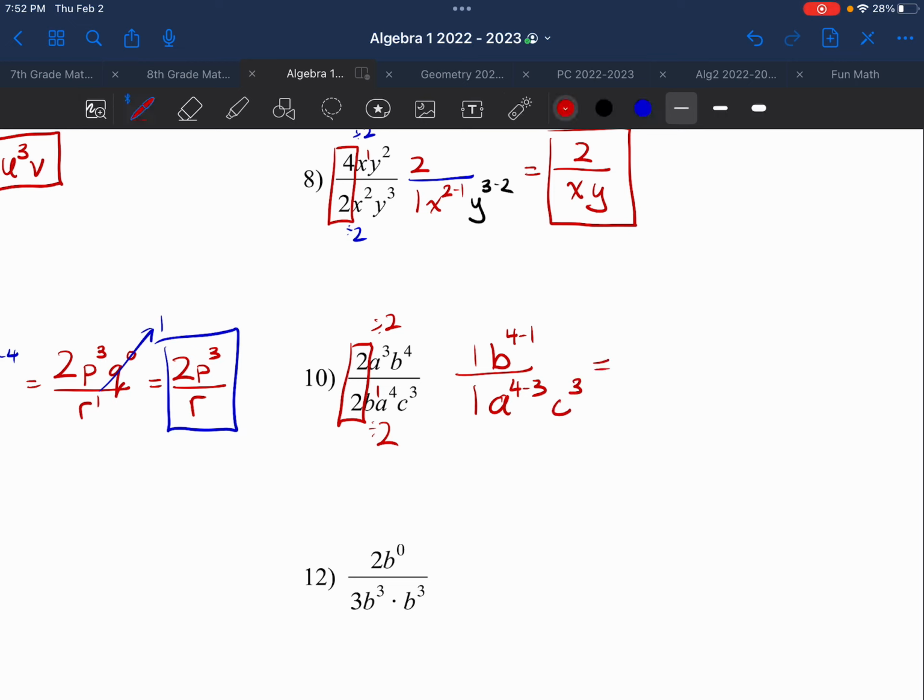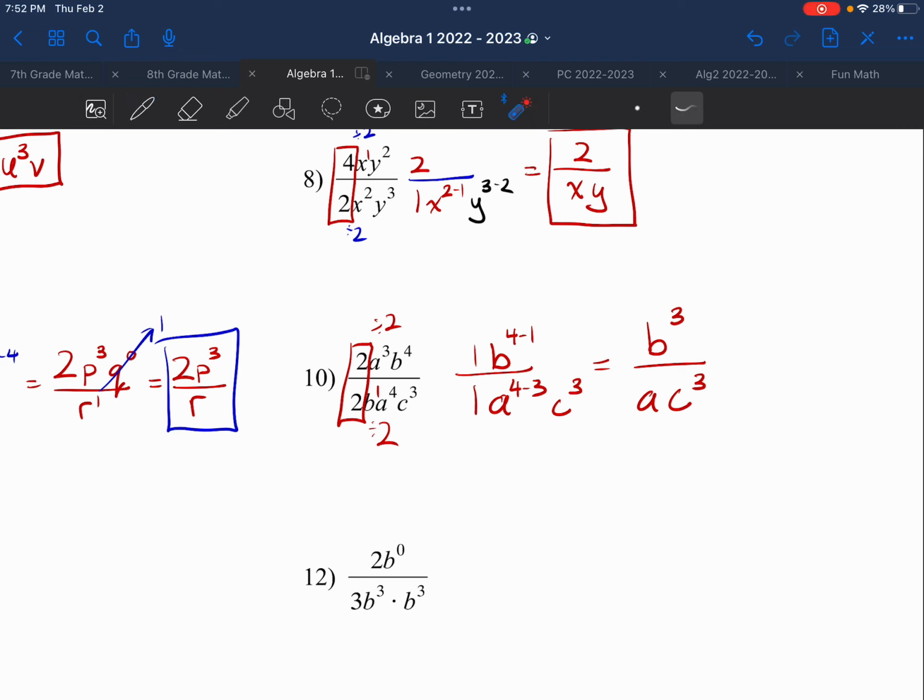All right, let's go ahead and simplify this thing. Again, we're not going to write these coefficients because it's more simplified to not have any coefficients. In the numerator, I'm going to have b to the power of 4 minus 1, b to the power of 3. In the denominator, I'm going to have an a to the power of 4 minus 3, which is 1. But again, we don't write the 1 to be simplified. We're just going to say a. And then c cubed, we're going to copy down once again.